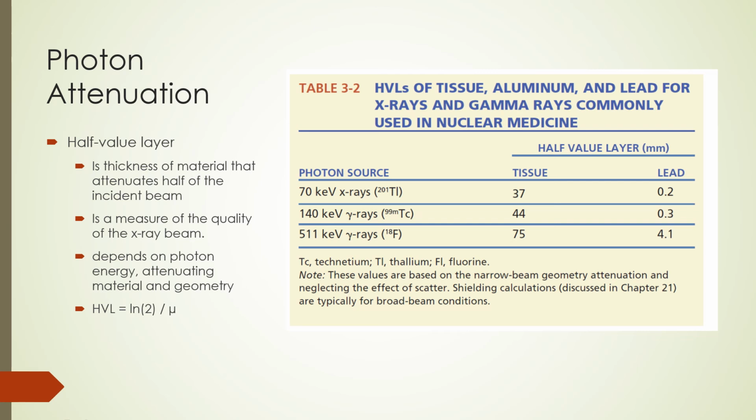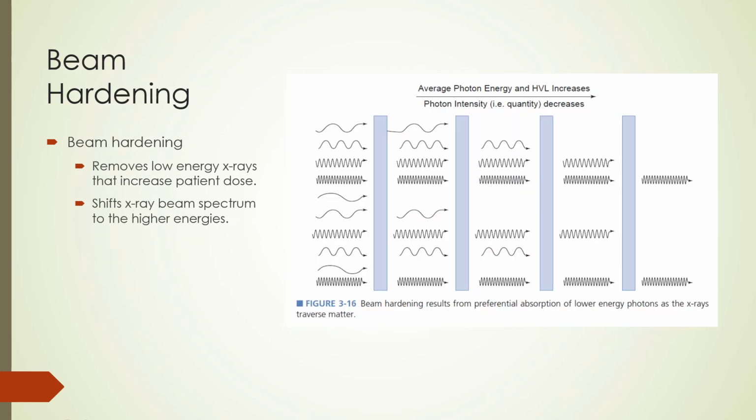This table gives the half value layer of tissue and lead at different energies. In the diagnostic range, the half value layer of tissue is about 40 millimeters or 4 centimeters. As an X-ray beam travels through some filter material, the beam becomes hardened. Beam hardening is a shift of the peak of the X-ray spectrum to the higher energy end of the spectrum due to attenuation. Hardening is due to removal of the low energy photons from a polyenergetic X-ray spectrum.